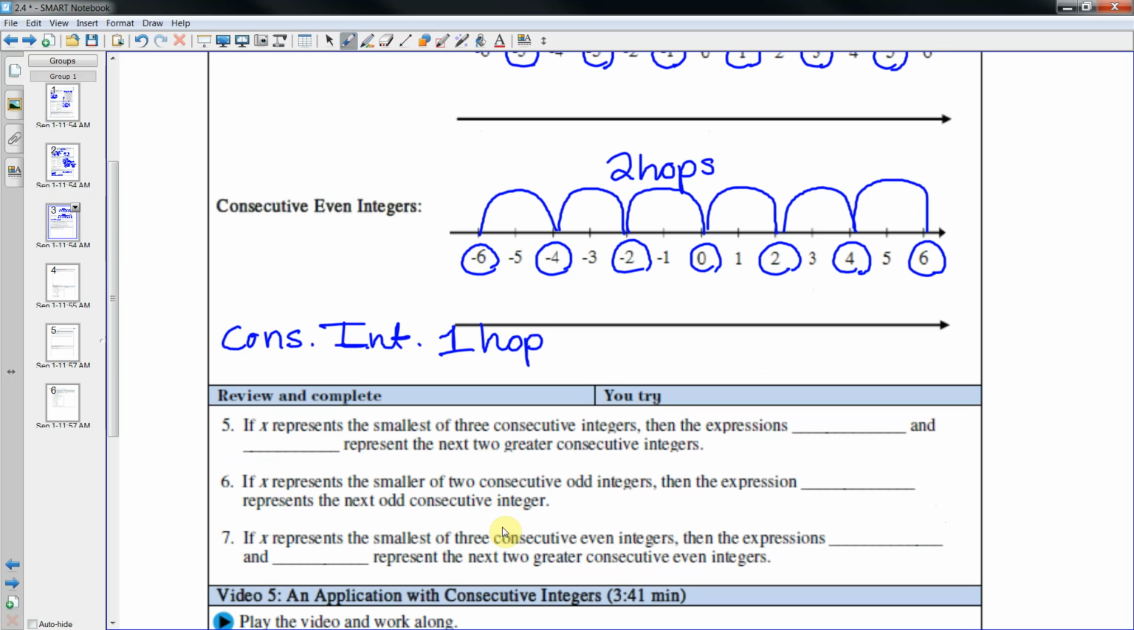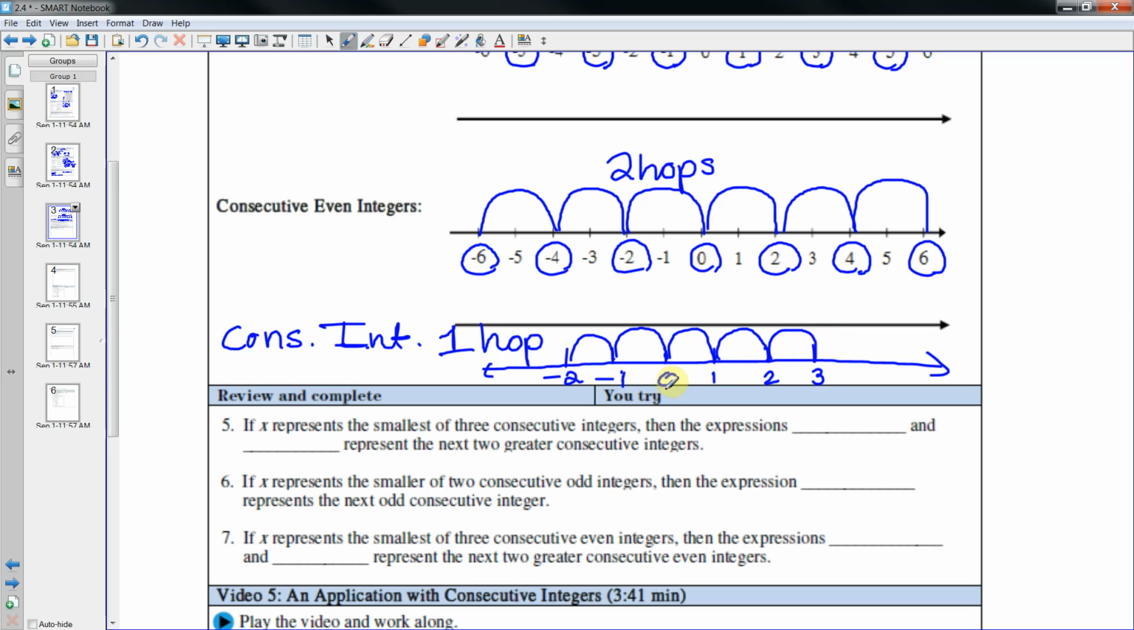So here's what happens. If you let x be the smallest of 3 consecutive integers, I'm going to do my number line for my consecutive integers here so we can have this all on one page. -2, -1, 0, 1, 2, 3. That's enough. And so consecutive integers are one hop away.